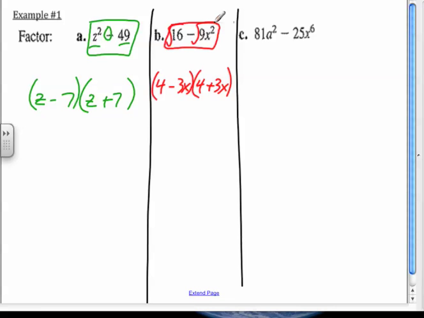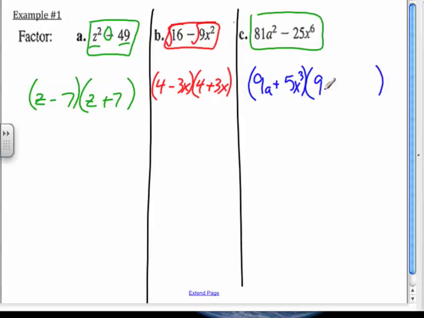Done. That easy. Chase, what is this thing called? It's called the difference of two squares. So I know it factors into some binomials with a sum and difference pattern. What do I get here? 9a plus 5x to the third. Beautiful. 9a minus 5x to the third. Okay. Any questions on that?